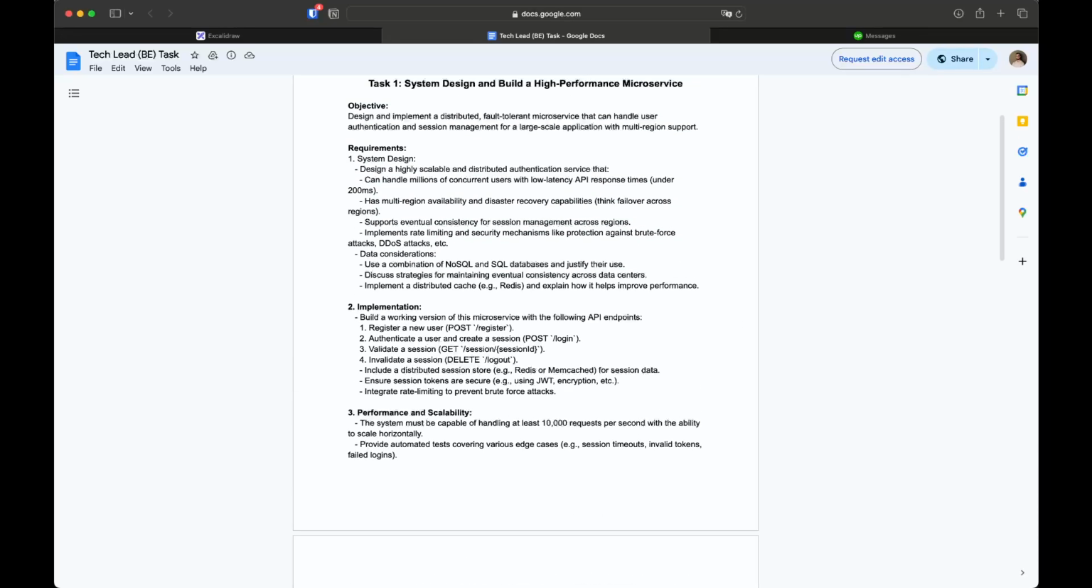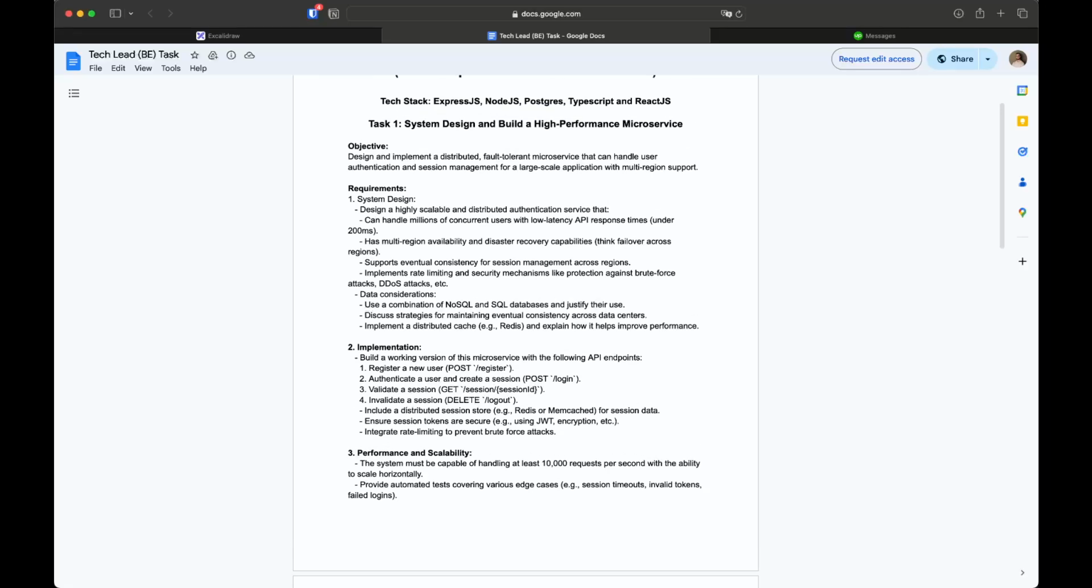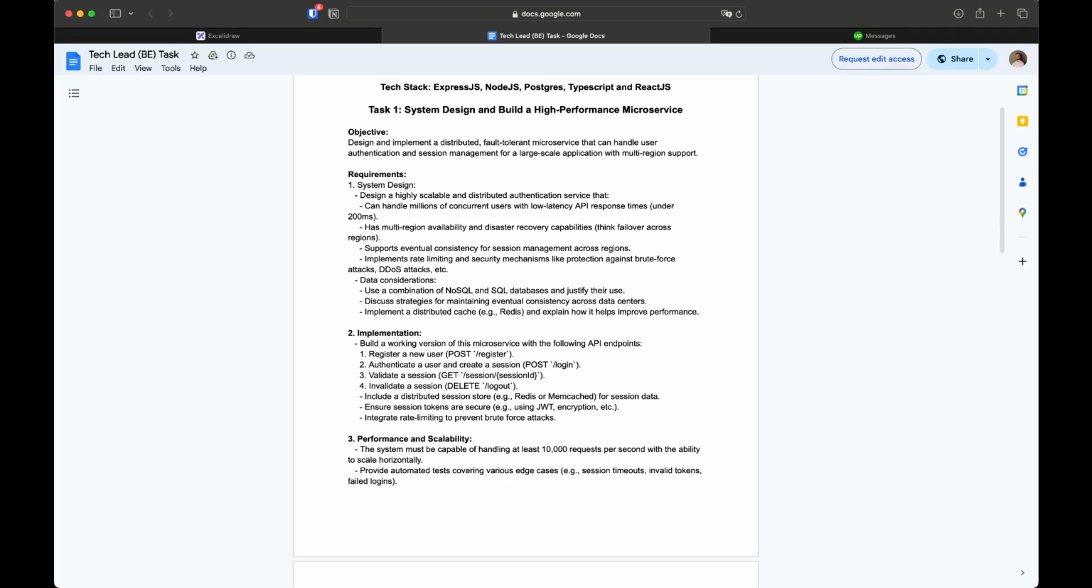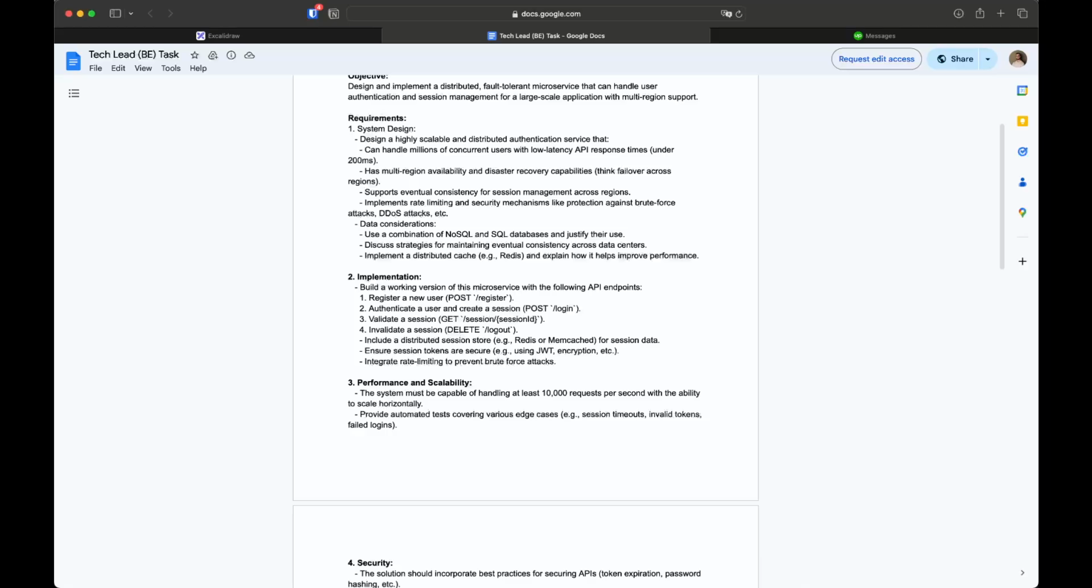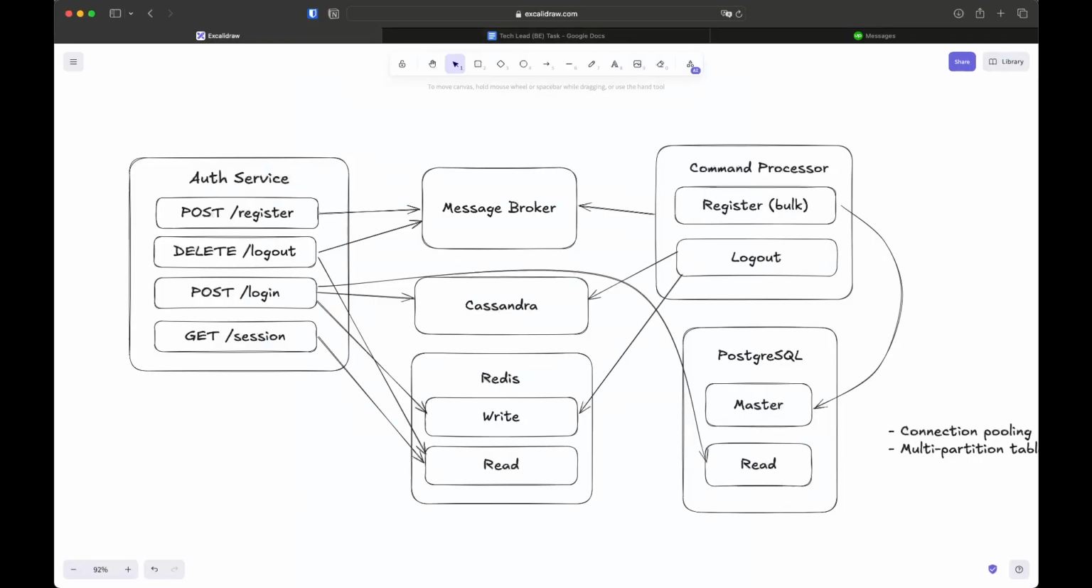So I have started with brainstorming the ideas of how we can achieve such scalability as described in this task, so we can handle like 10,000 requests per second with the ability to scale horizontally. And this is the architecture diagram I came up with.